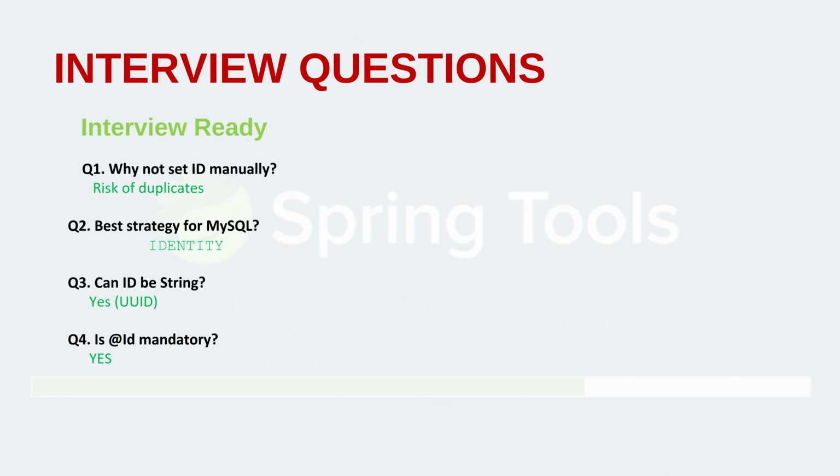Now interview questions. Q. Why not set ID manually? → Risk of duplicates. Q. Best strategy for MySQL? → Identity. Q. Can ID be string? → Yes, UUID. Q. Is @Id mandatory? → Absolutely yes.